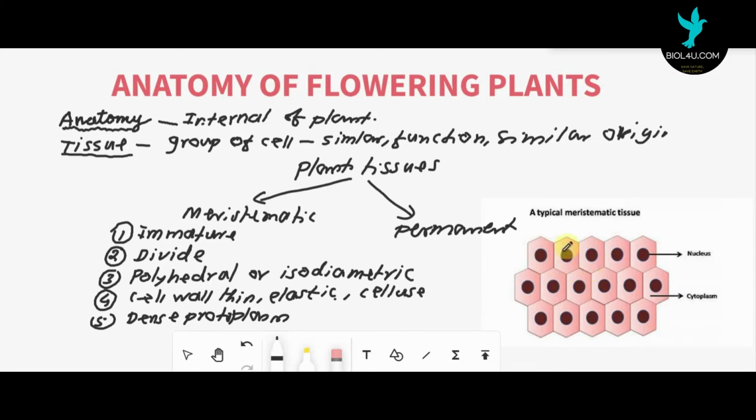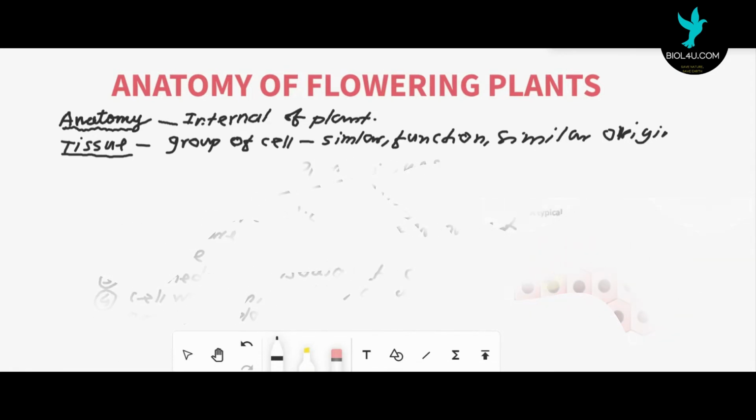There is no vacuole available in that, and it has a high metabolic rate. So that is the typical meristematic tissue. Now let us study the classification of this meristem. Meristems are classified on several bases. According to one of the classifications, the meristems are classified into different types according to their origin. So, classification of the meristem.